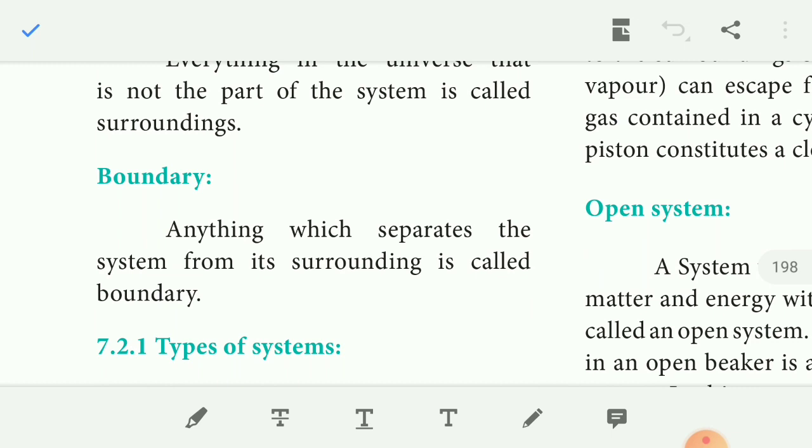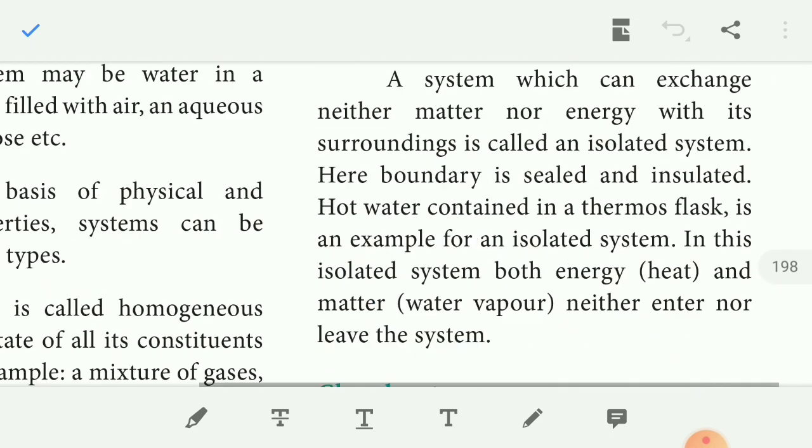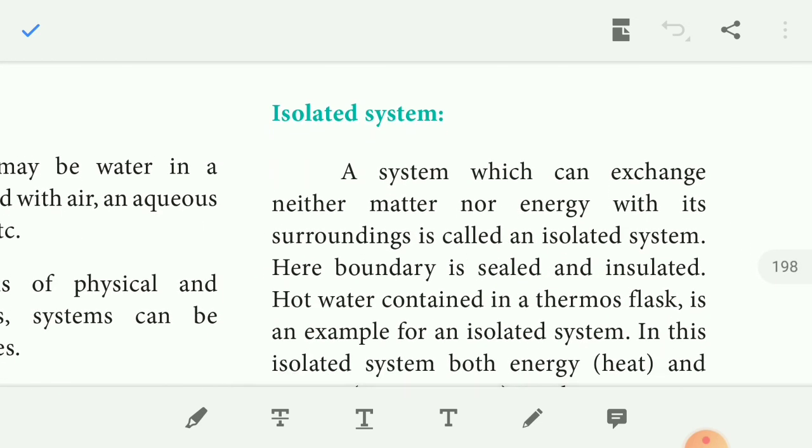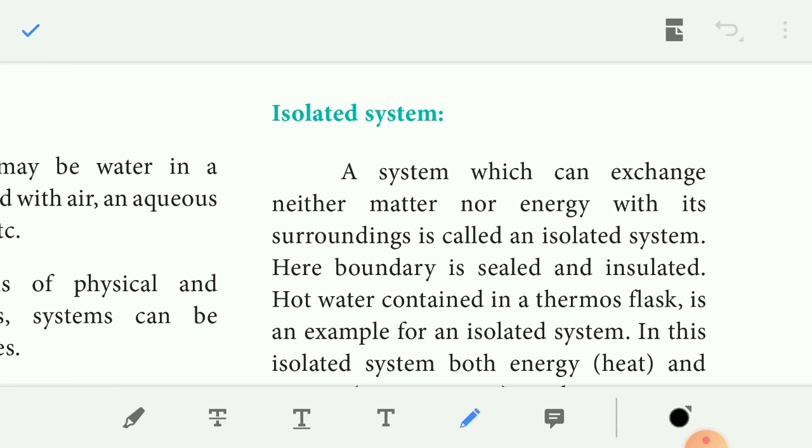Now, types of system. There are three types of thermodynamic system depending on the nature of the boundary. What are the three types? Open system, closed system and isolated system. First we discuss the isolated system. A system which can exchange neither matter nor energy with its surrounding is called an isolated system.